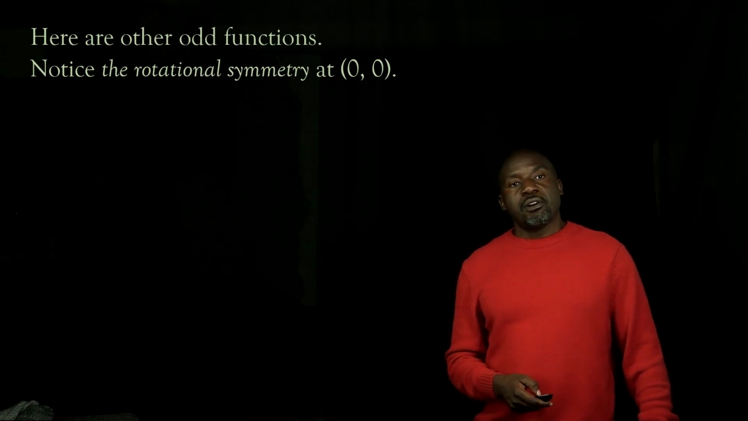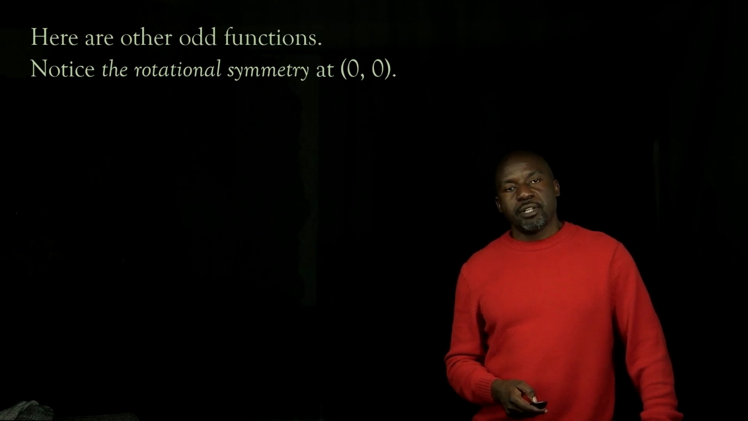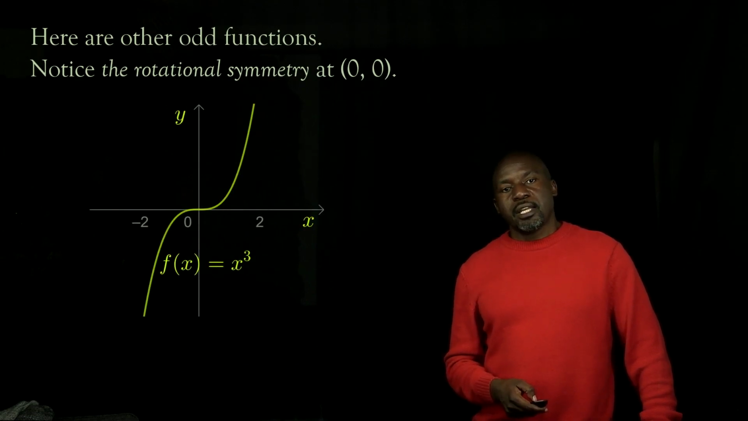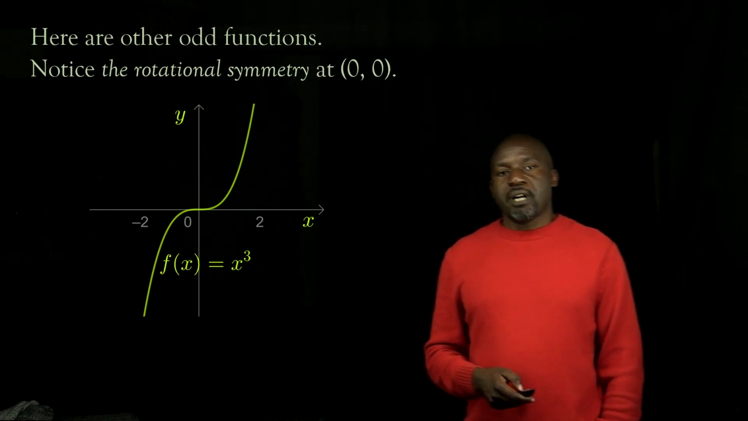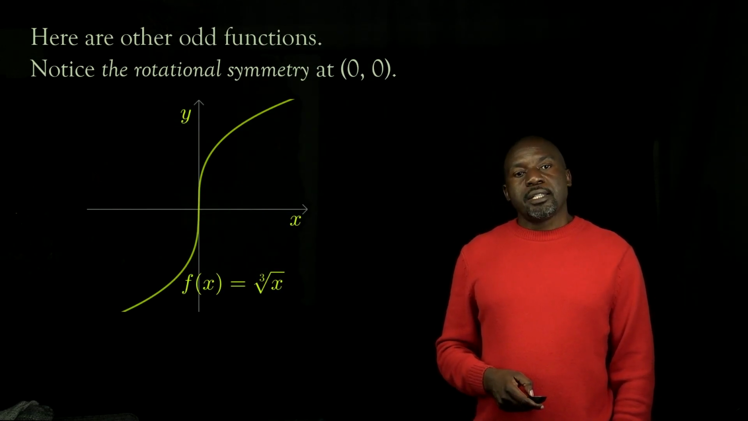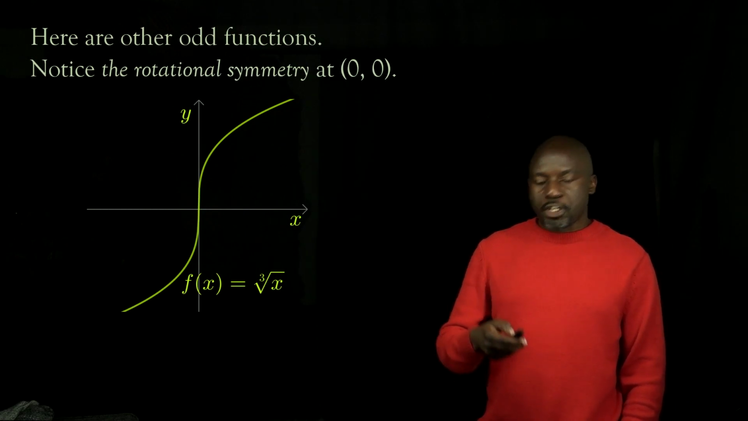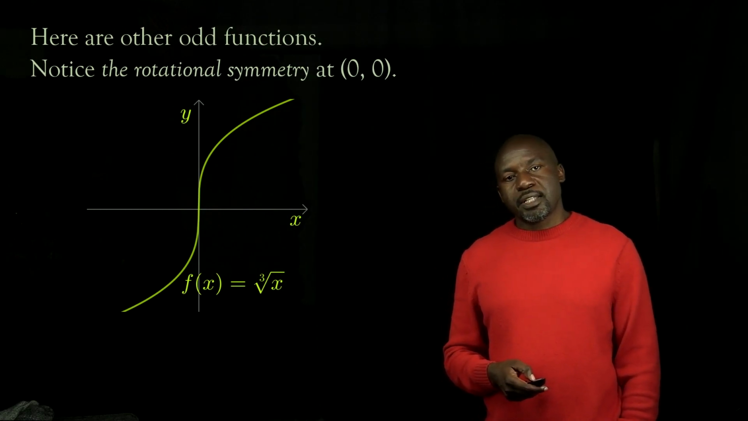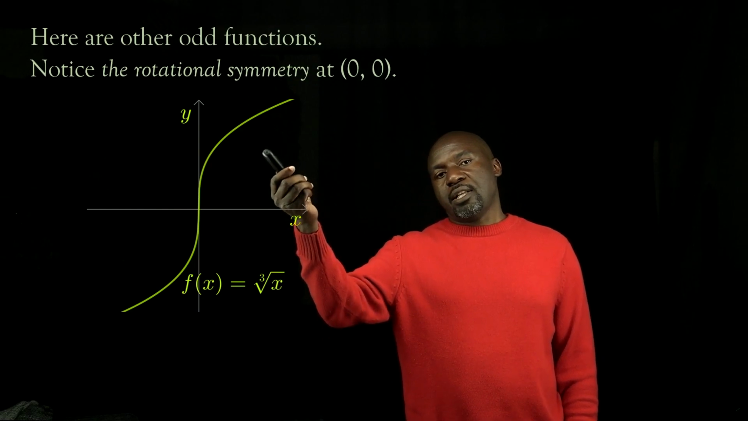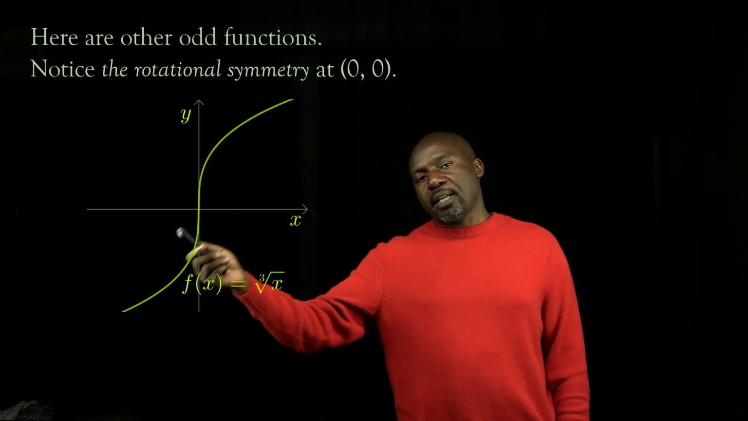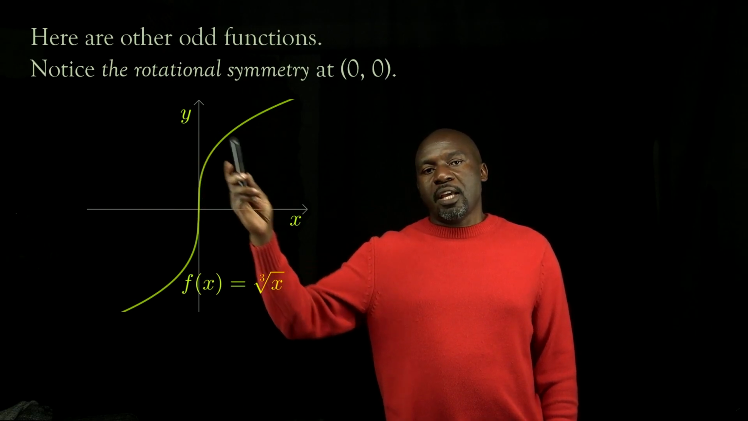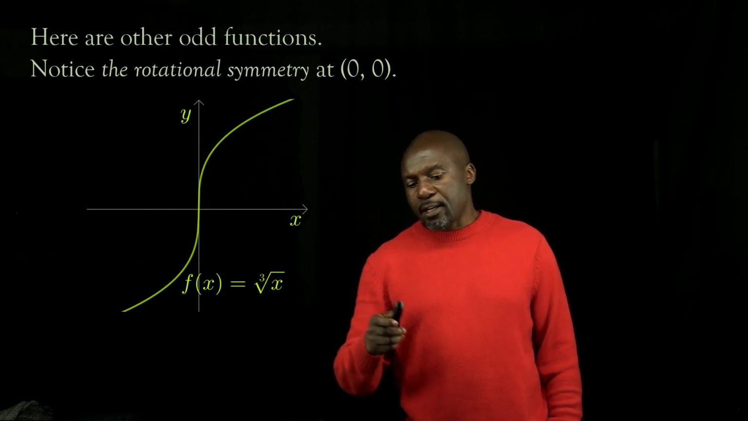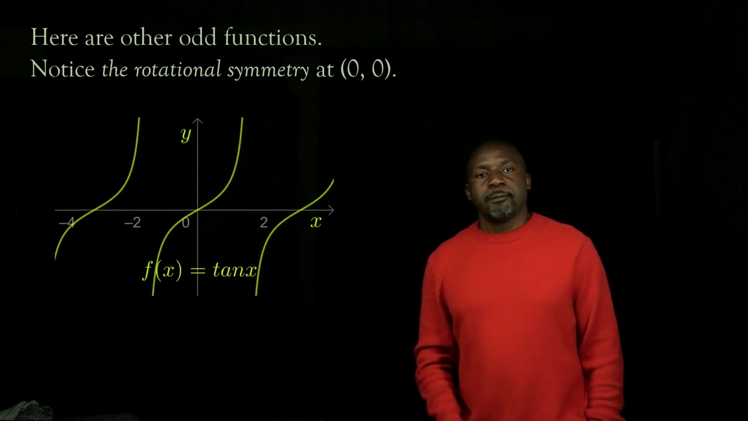Here are some other odd functions, and I want you to see the rotational symmetry at the origin. Please take a look, and you can see that this cubic function has a rotational symmetry of 180 degrees about the origin. Here is the cube root function. It has a rotational symmetry of 180, as you can see. So part of the function is in quadrant 1, the other part is in quadrant 3. If one part is in quadrant 2, the other part will be in quadrant 4, like that. So they tend to be like that.